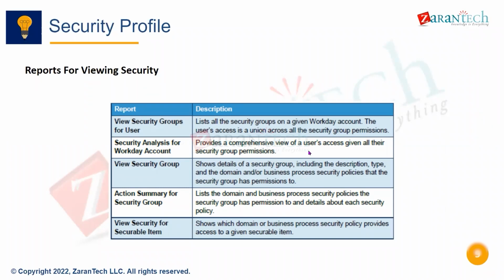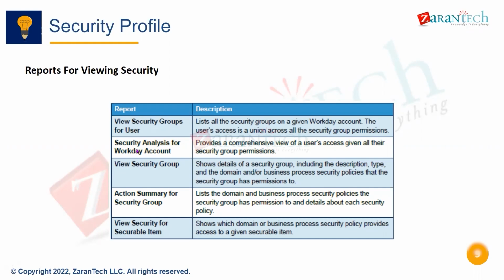Yes, Sunil? What is the difference between the first two? Okay, the first two will tell you only the security group access. Let's say for a user, I just want to know what kind of security group access I have, such as report writer access, implementer access, or employee as self access. Here you can view only the security groups. You don't see anything else in that. It will only list all the security groups that a user is assigned to.